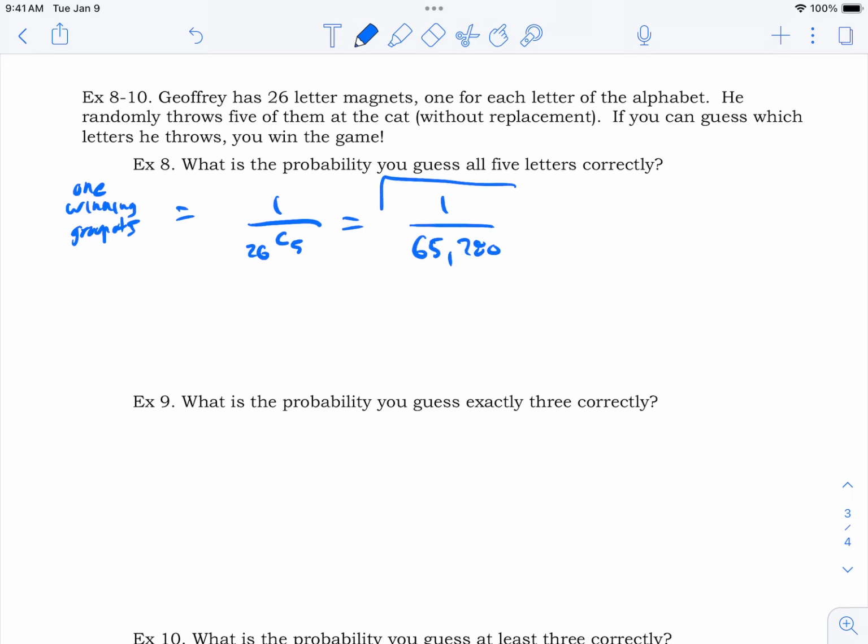65,780. That's not a bad lottery. Usually it's a 1 in 8 billion chance of winning, right? So anyway, it's a 1 in 65,780.